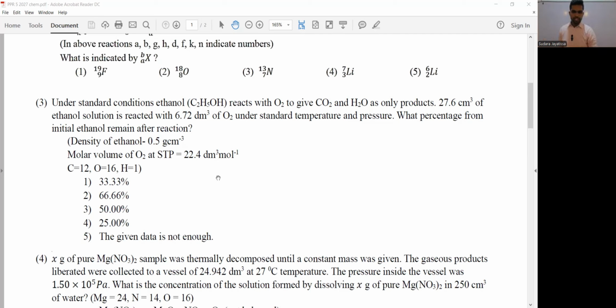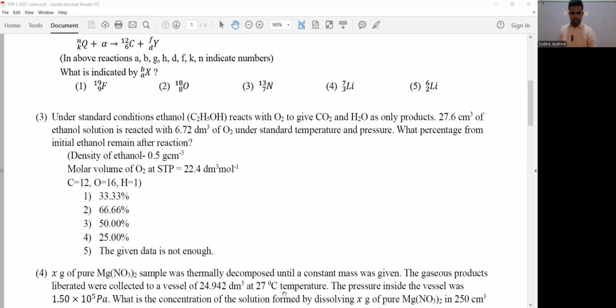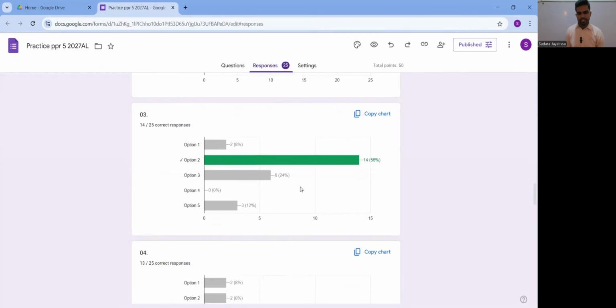So this is our chemical calculation MCQ. I want to see again how many of you got the correct answer. Now we can see some clear division of the answers. Majority still got the correct answer. Out of the 25 answers I have, 14 of you got the second answer. That's very good. That means 66.66 is the correct answer. And 6 of you have taken the third answer, which is 50%.